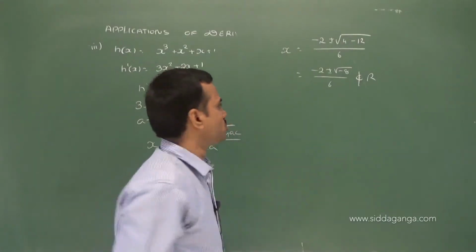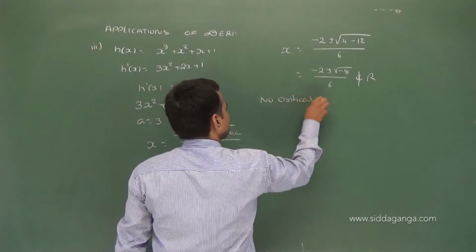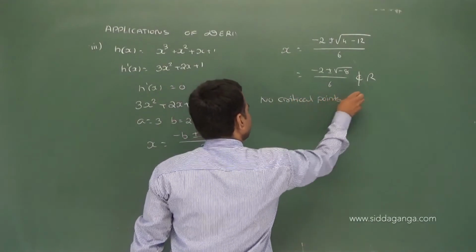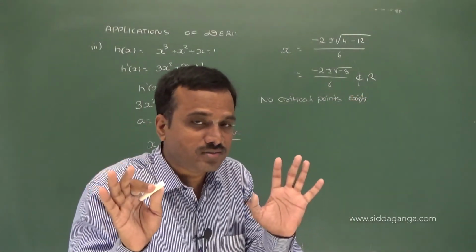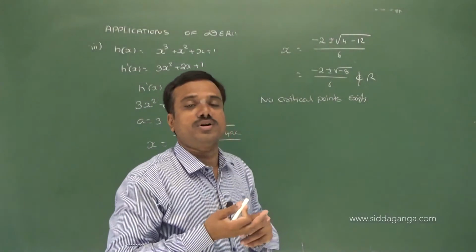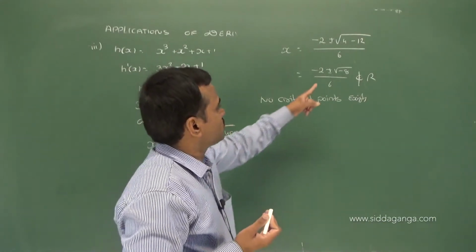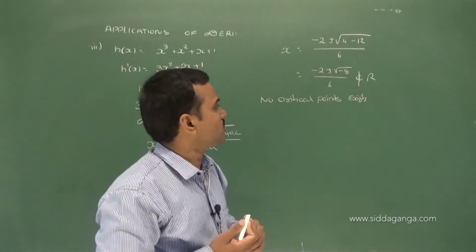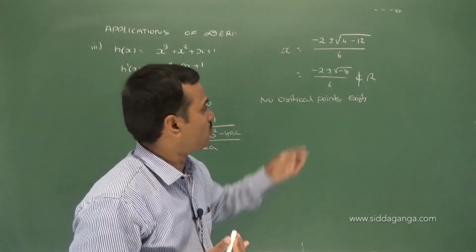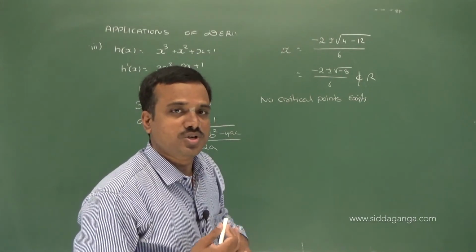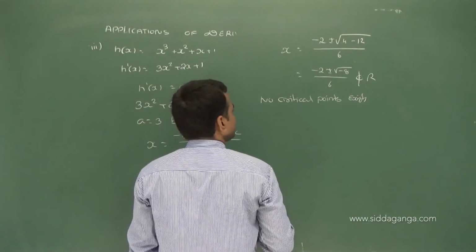If it does not belong to R, no critical points exist. Critical points are only what? Real numbers. No critical points exist. So it does not belong to the real numbers. Sorry, it means imaginary, complex numbers. These are nothing but complex numbers. So no critical point exists.